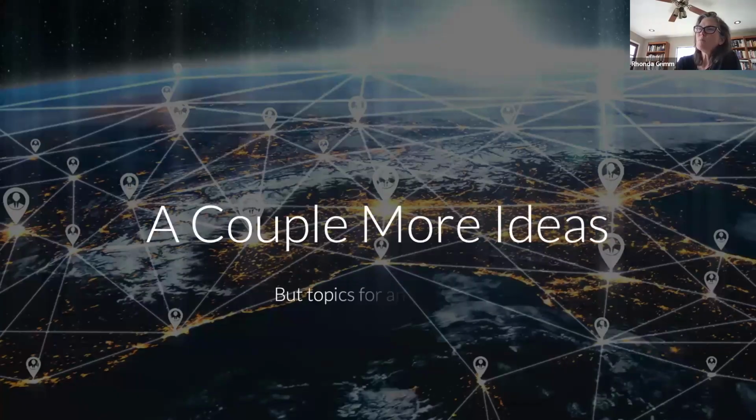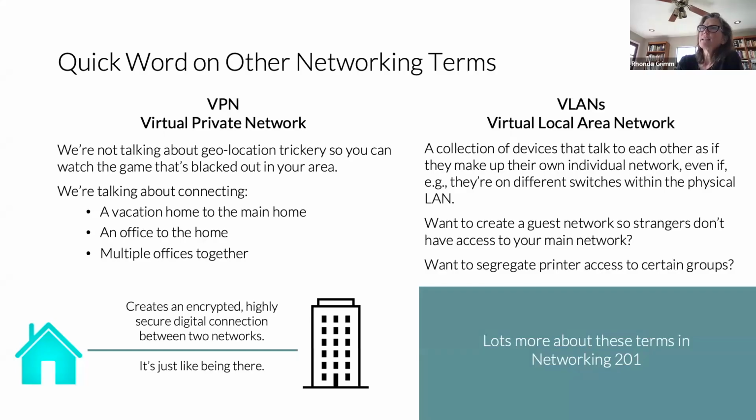But a couple more ideas we'll leave you with real quick, though it's definitely a topic for another day, are other networking terms that you'll probably have heard: VPNs and VLANs. VPNs, virtual private networks. As George says, we're not talking about the geolocation trickery where you pretend you're in Spain so you can see the NBA finals. What we're talking about is, I've got two locations, maybe a vacation home and a main home, and I want to connect them together. Maybe I want to work from home and connect to my office.